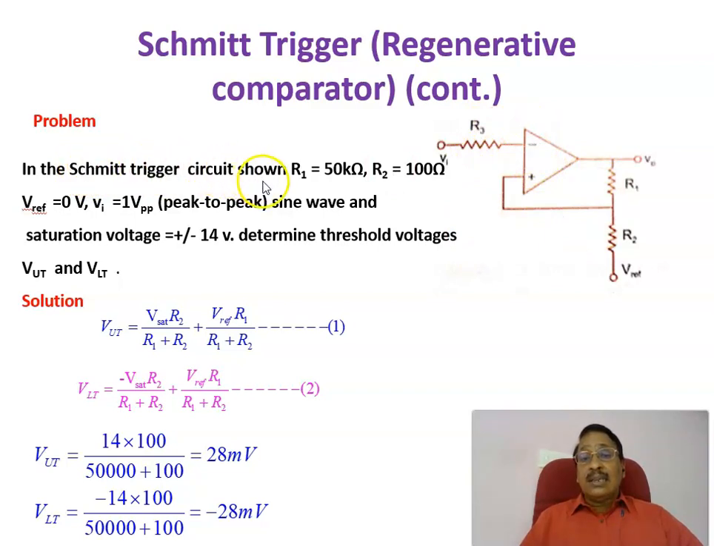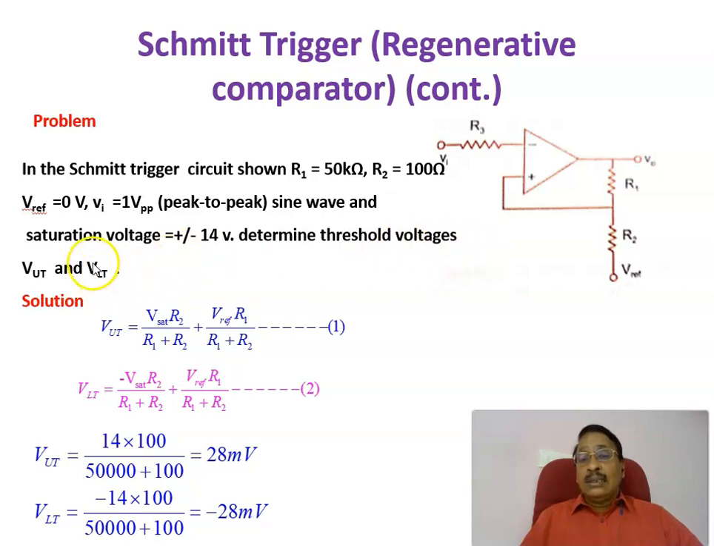Therefore, in the Schmitt trigger circuit shown here, R1 equals 50 kilo ohms, and R2 equals 100 ohms. And the reference voltage, instead of applying any voltage, is grounded. The input voltage is 1 volt peak to peak sinusoidal. Here the signal applied is a sinusoid with peak to peak value equal to 1, so 0.5 is the maximum value, 0.5 sin omega t. That is the input voltage at this point. And the saturation voltage will be either plus 14 or minus 14, that is plus Vsat and minus Vsat.